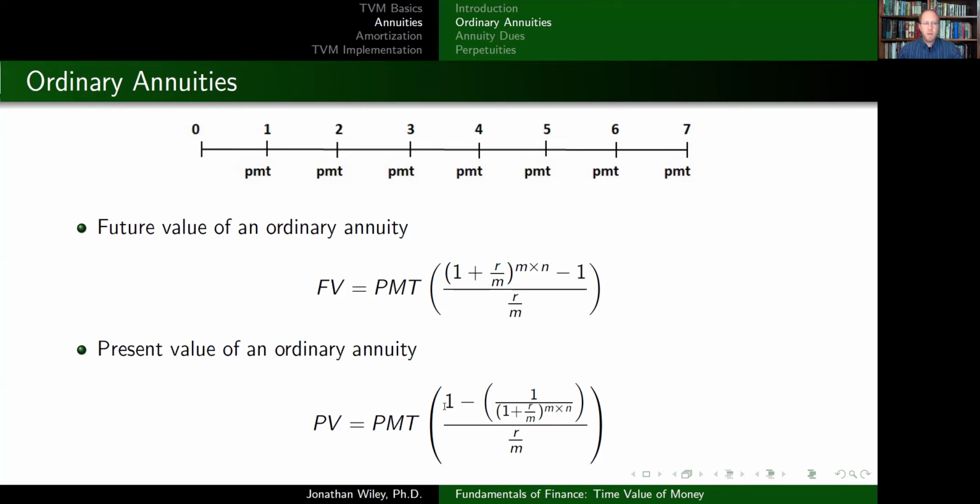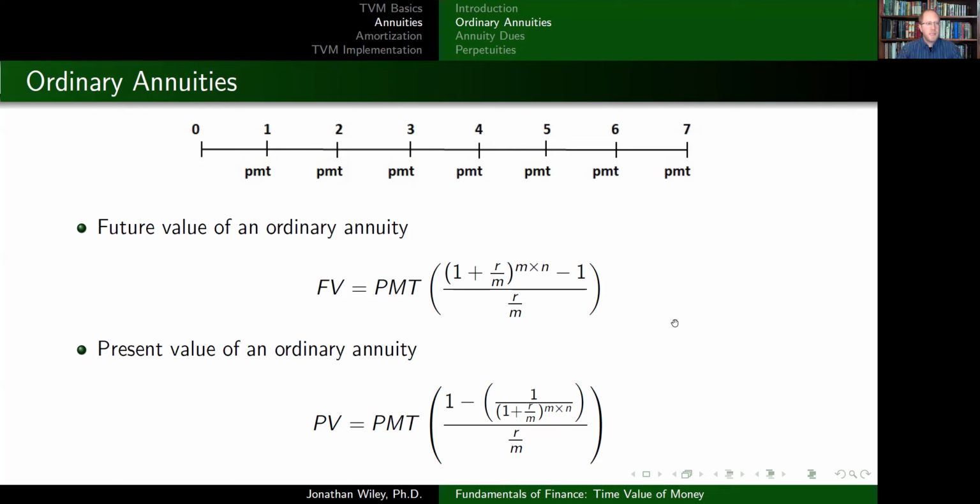You can work through the math on that, but all you're really doing is taking this whole side of the equation, treating that as a future value, plugging that into the future value equation I showed in a prior video, and dividing by 1 plus R over M raised to the M times N. What you wind up with is the present value of the ordinary annuity formula.